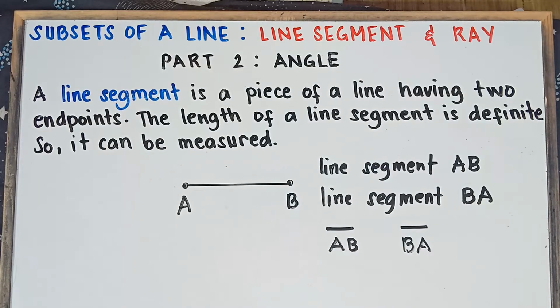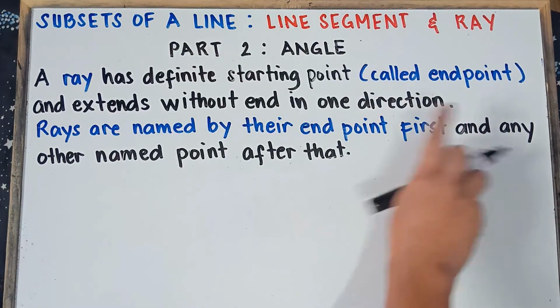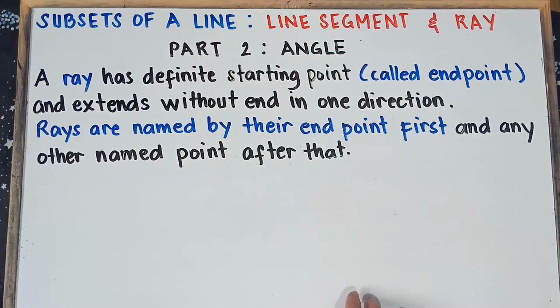So let's proceed now with regards to the ray. Now let's talk about ray. What is a ray? A ray has a definite starting point called an endpoint and extends without end in one direction. Rays are named by their endpoint first and any other named point after that.